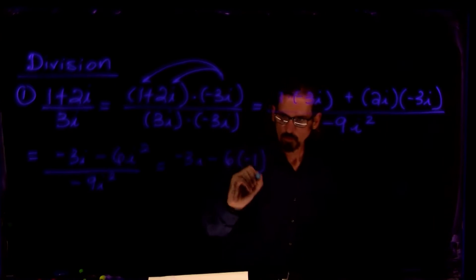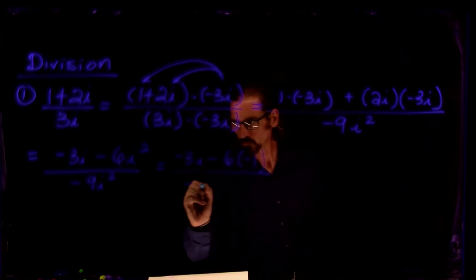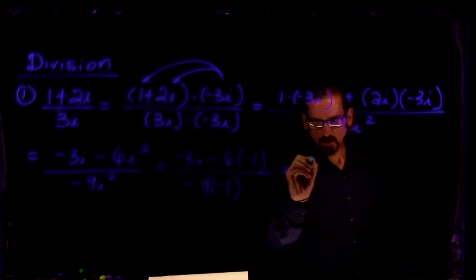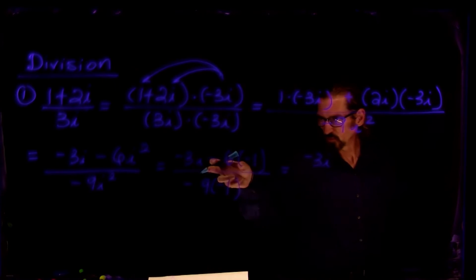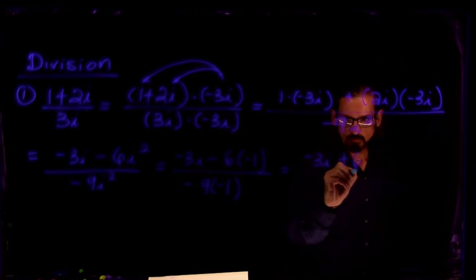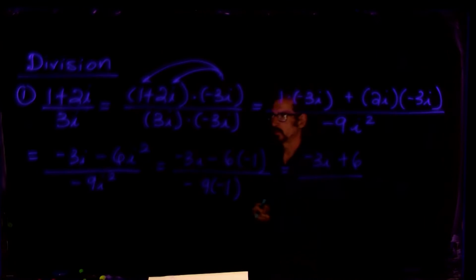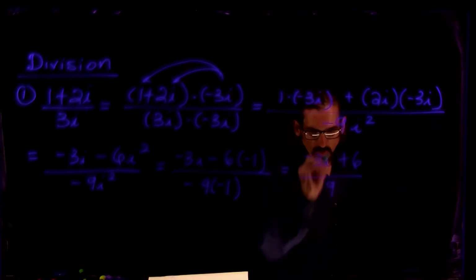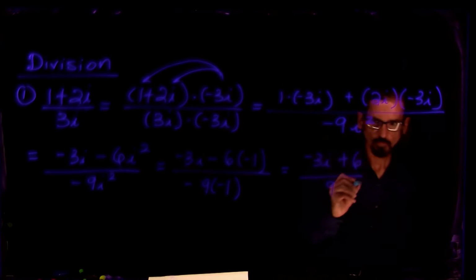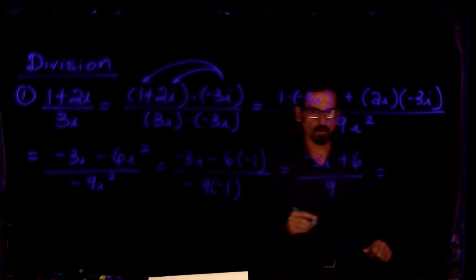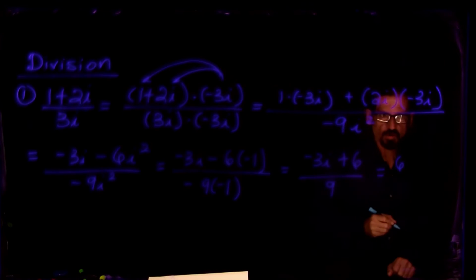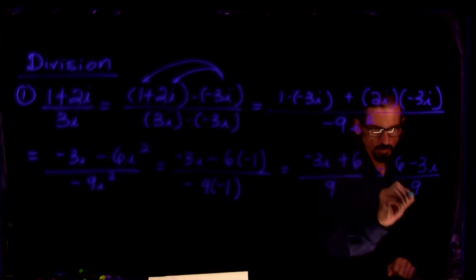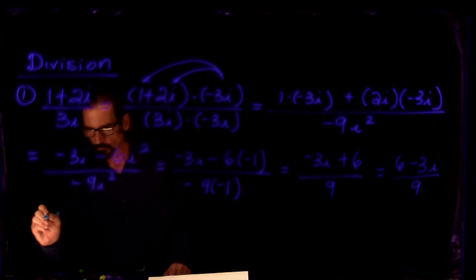So in the numerator we've got negative 3i, multiplying these two, negative 6 times negative 1, plus 6. And in the denominator, negative 9 times negative 1, you get positive 9. Putting the numerator in standard form of a complex number, 6 minus 3i over 9. And that looks pretty good.